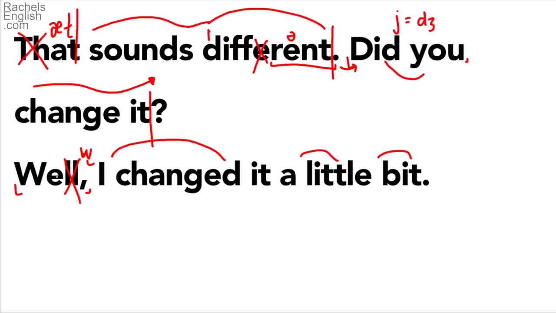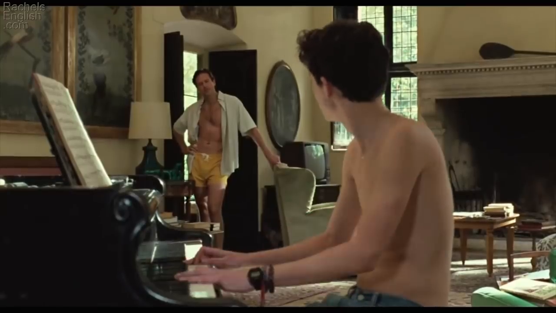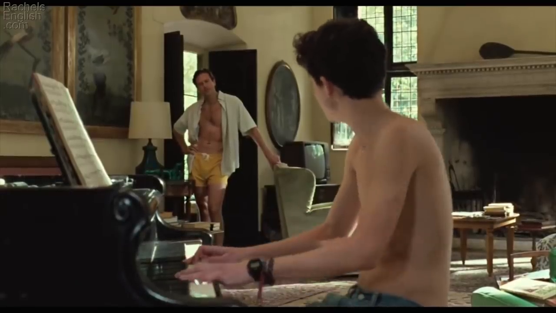Back to the lesson. So, "well" and "I" are both unstressed and simplified, and then there's stress on "changed." The final sounds in "changed" are the J sound and the D sound. If I was going to pronounce this really clearly, I would say "changed," J-D. But actually, when he says it, I don't really hear the D. Do you? Well, I changed it a little bit.